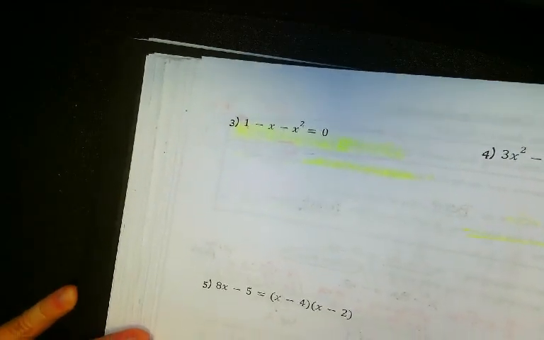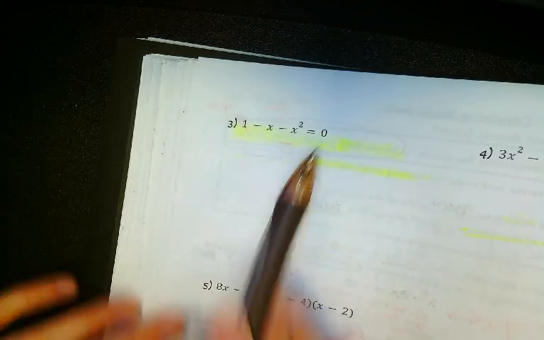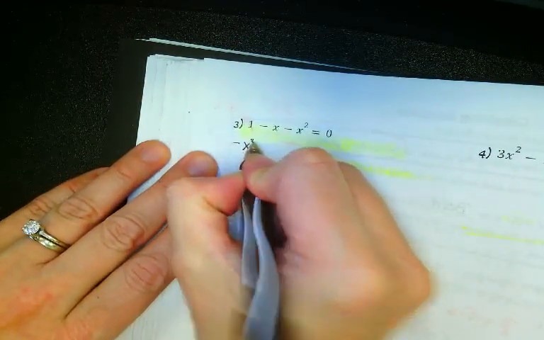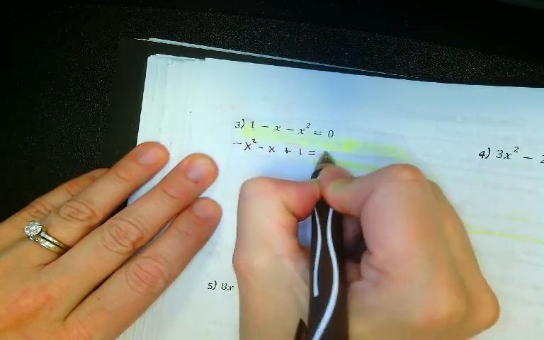Now, they're just trying to mess with you a little bit. Clearly, these are not in the right order, right? So I'm just going to reorganize them. That x squared term has to come first with a -x squared, then the minus x, then the plus 1.